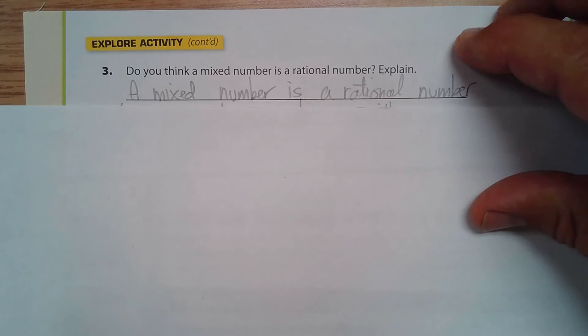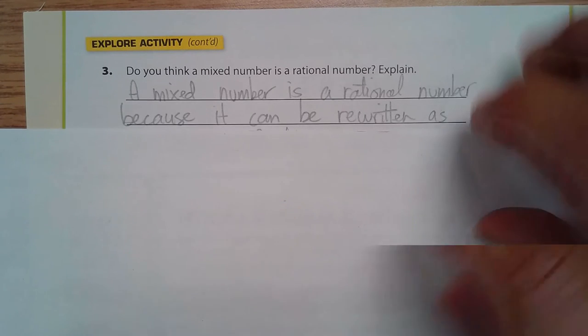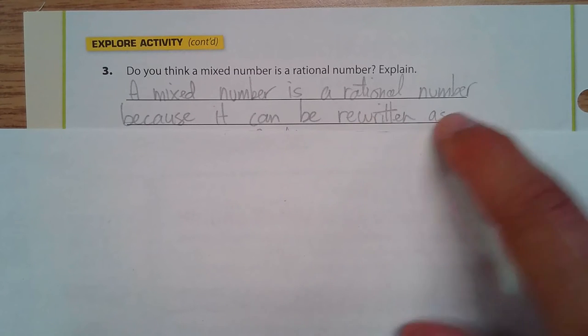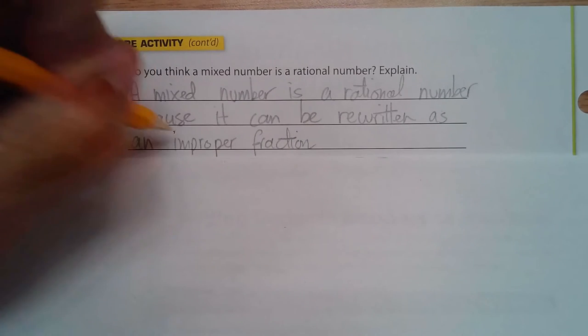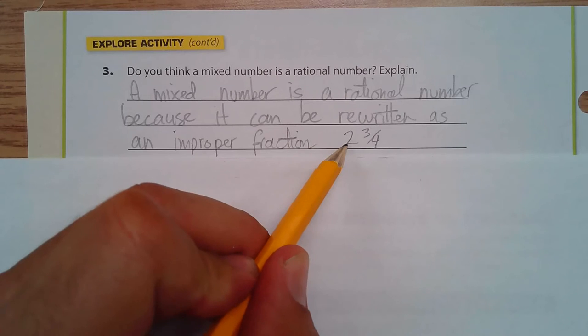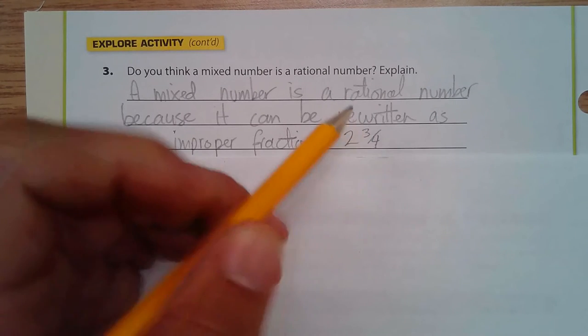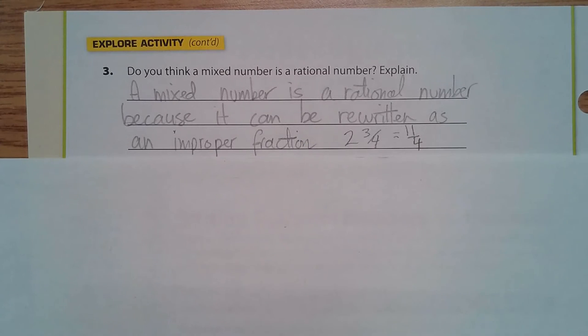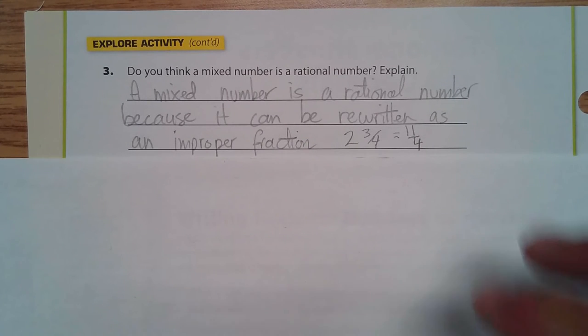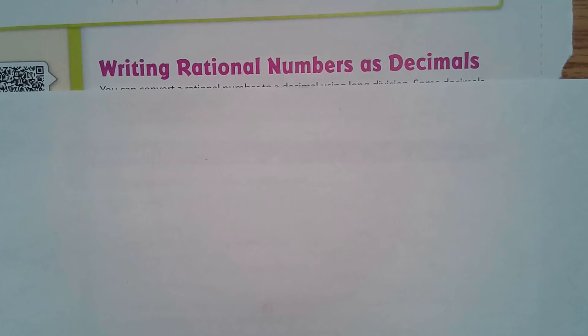All right. So, do you think a mixed number is a rational number? Well, yeah, it is, because that mixed number can be rewritten as an improper fraction. And there you go, you got your improper fraction. So if you have 2 3/4, we multiply 4 times 2, which is 8, 9, 10, 11, and that's 11/4. And there is a ratio of integers right there, which means it's a rational number.